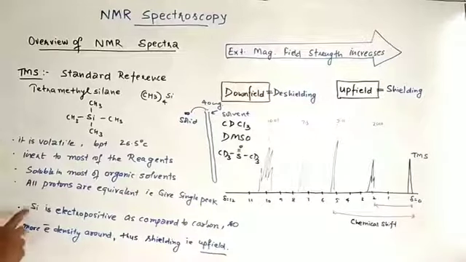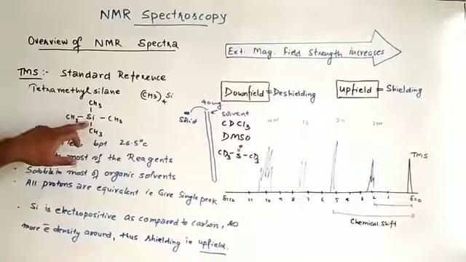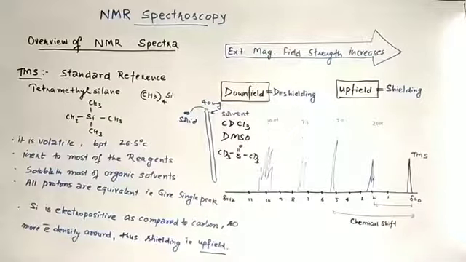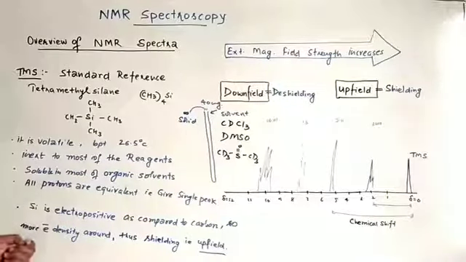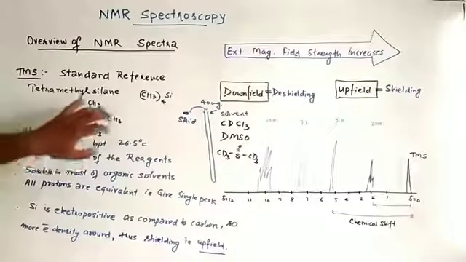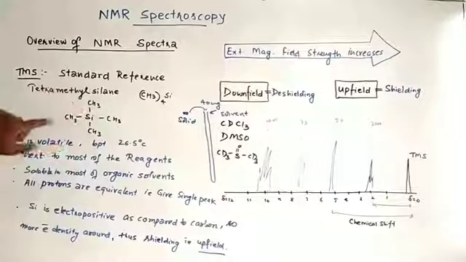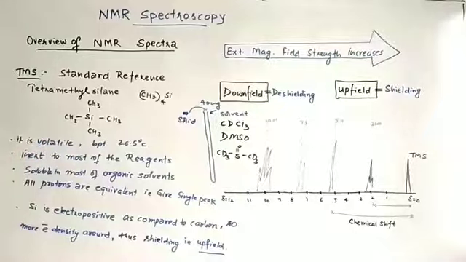Last, the most important characteristic of TMS is that silicon is electropositive in nature, as compared to carbon. Electronegativity decreases down the group. So there is carbon, then silicon, so the electron density is around silicon. When the electron density is there, that causes shielding.